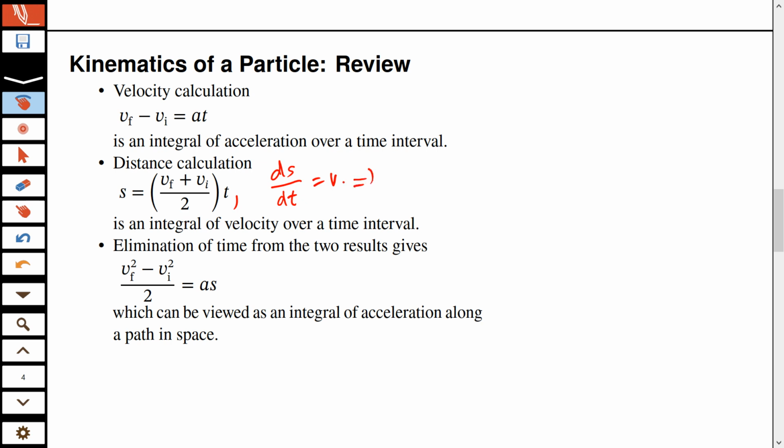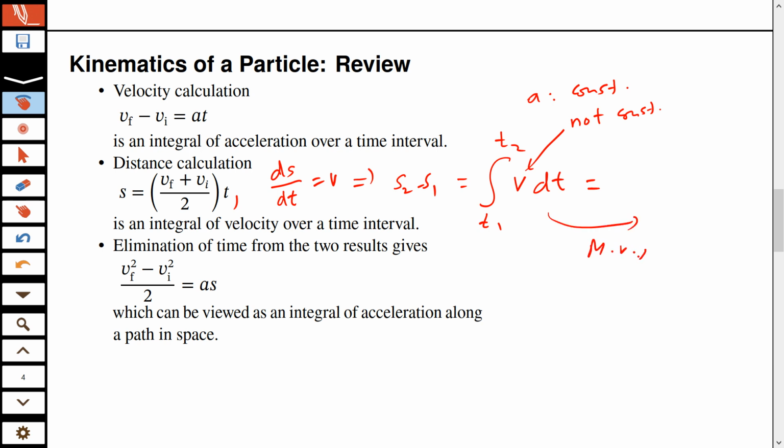Yeah, and I can integrate both sides. So on the left side I will write s2 minus s1, which is s, and on the right hand side I'll simply say the integral of v dt from t1 to t2. Now you know that here acceleration is constant, a is constant. If acceleration is constant, then v cannot be constant, v is not constant. Okay. When v is not constant, I need to apply the mean value theorem.